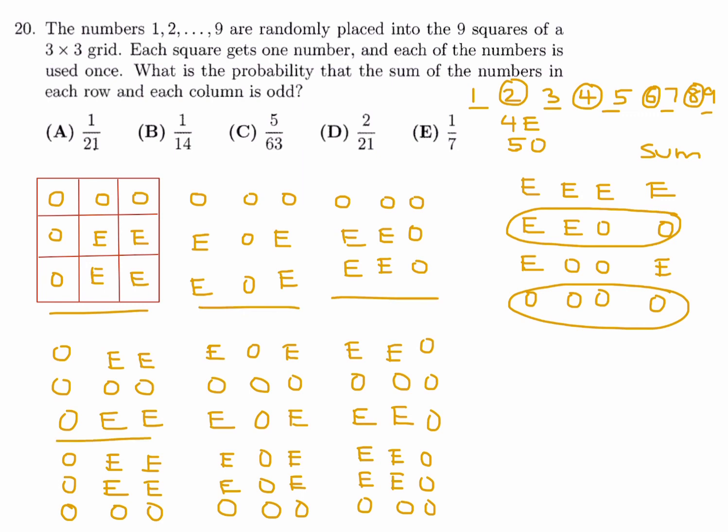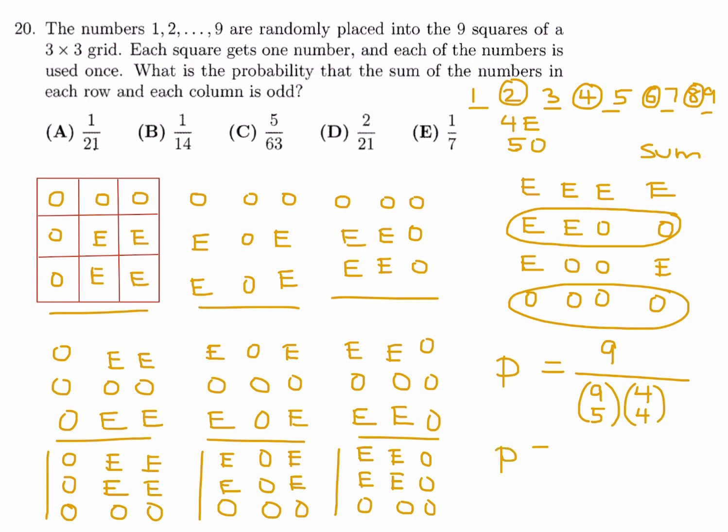1, 2, 3, 4, 5, 6, 7, 8, 9. Okay, 9. So my probability is 9 over something. Now what's my something? Well, the denominator in a probability question is always the total number of ways. The total number of ways, without regard to any rules, is from the 9 numbers, you want to choose 5 for the odd, and from the remaining 4, even, you choose all of them. So this is basically the answer.